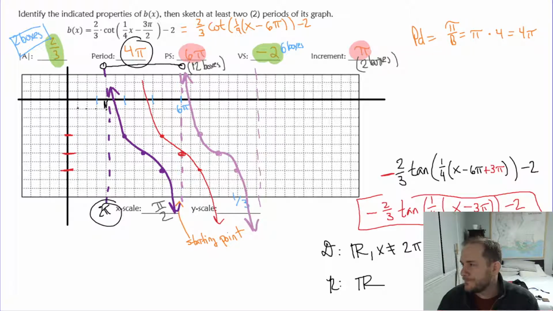But yeah, if we kept drawing asymptotes, we would not get one here. Oh boy. I'm wrong about something.